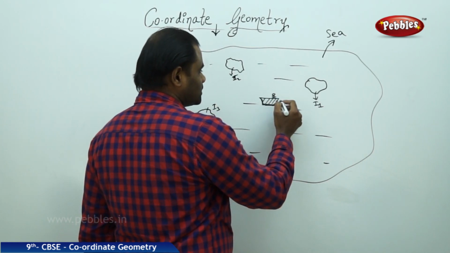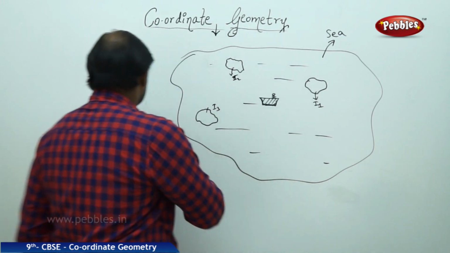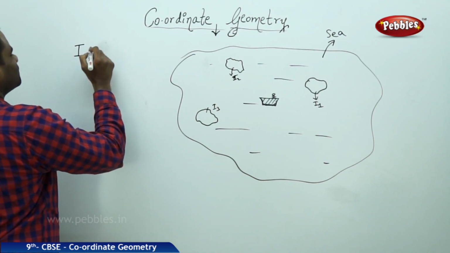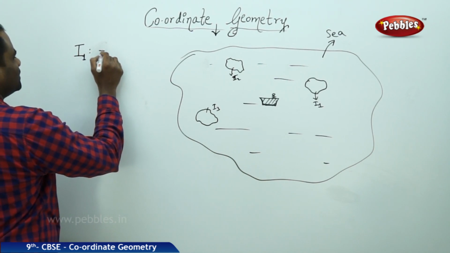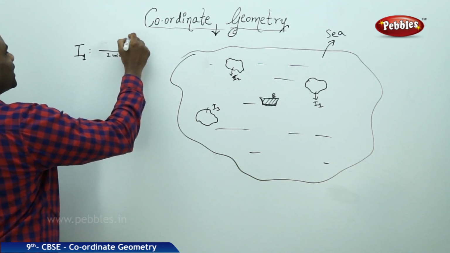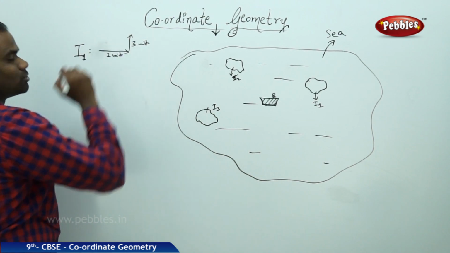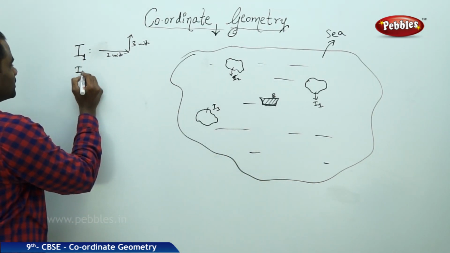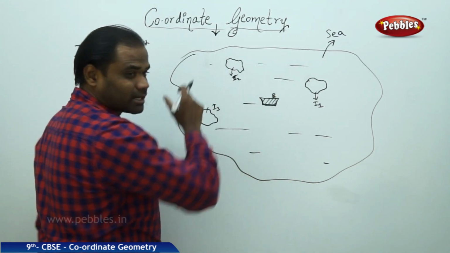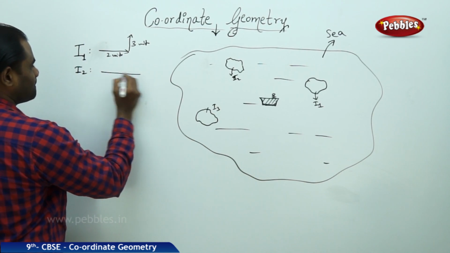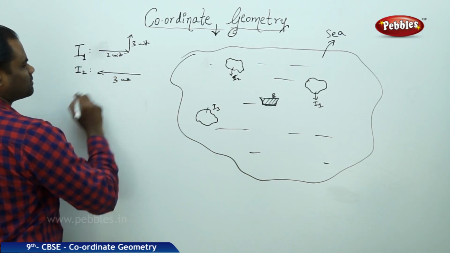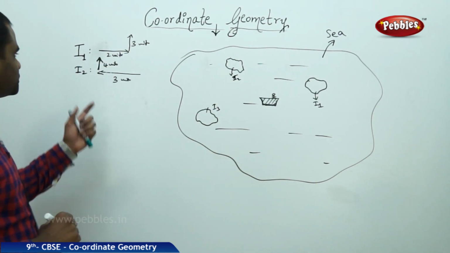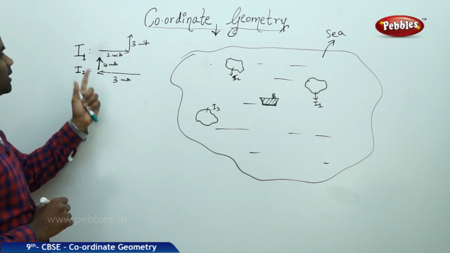The person in the ship estimates that island 1 is two units to the right and 3 units to the top. He also estimates that island 2, which is just beside this on the other side of the ship, is 3 units to the left and 4 units up. So this ship moving to island 2 must move 3 units left and 4 units up.